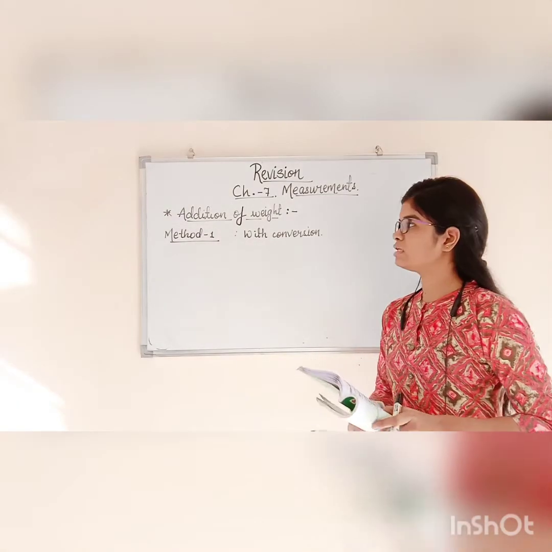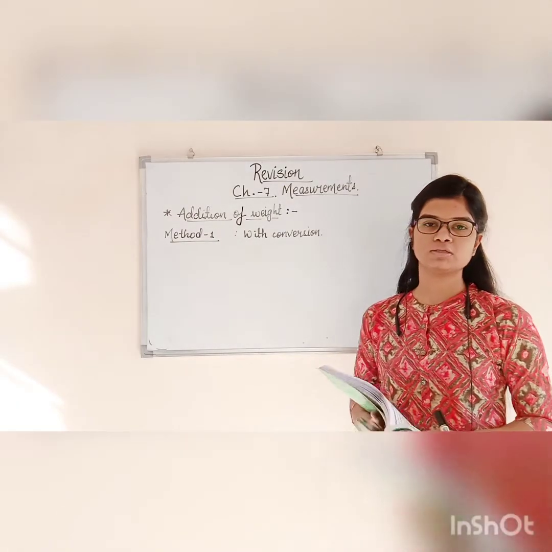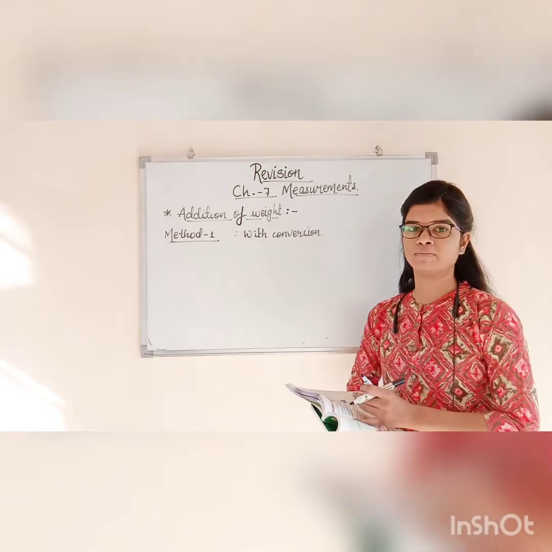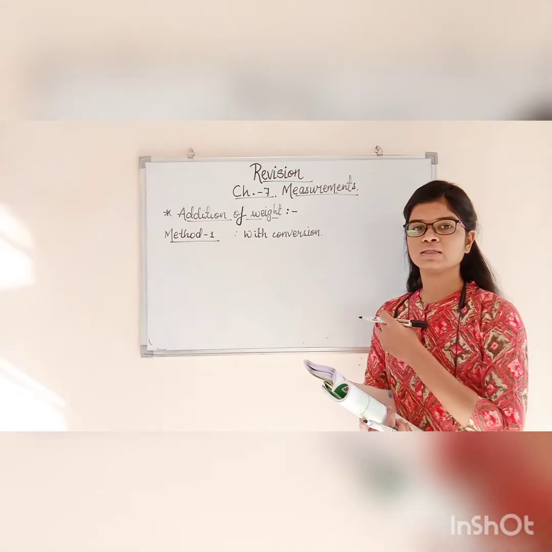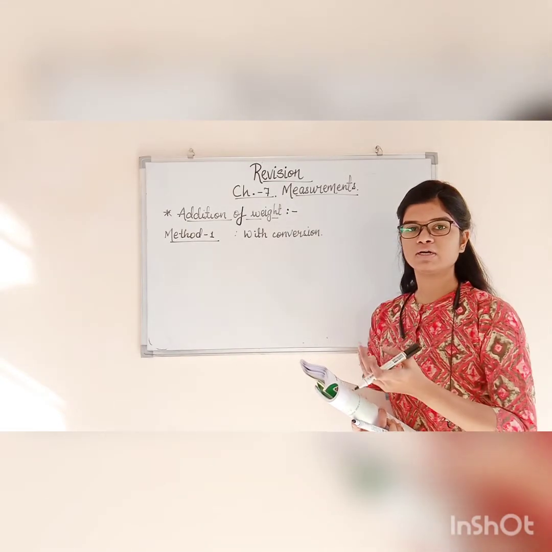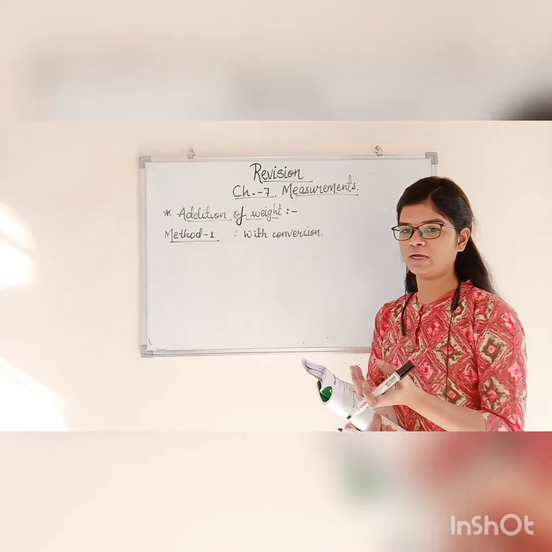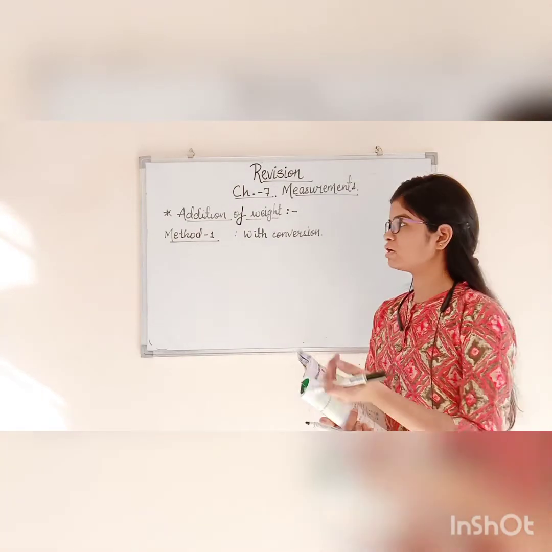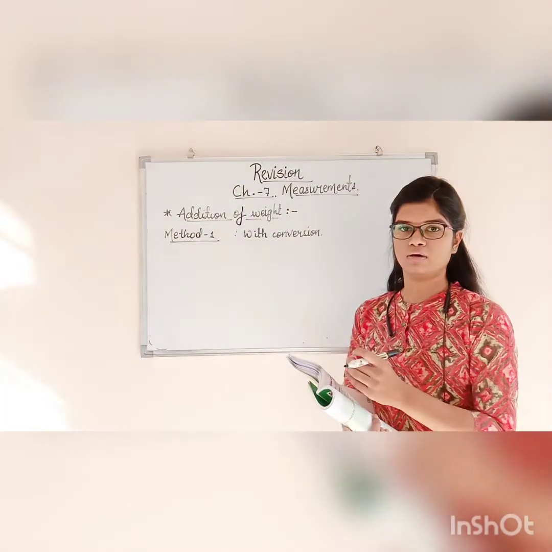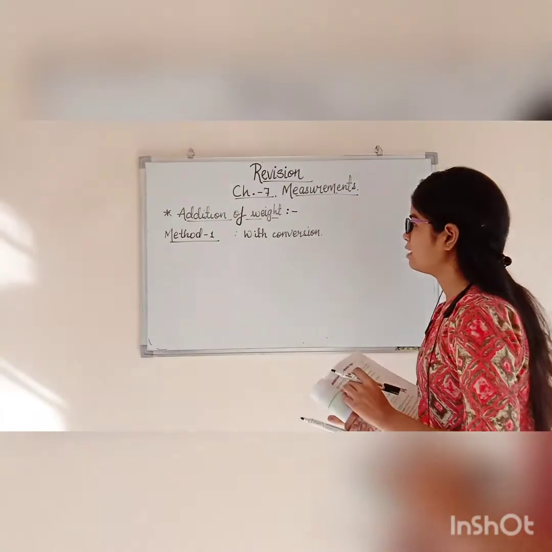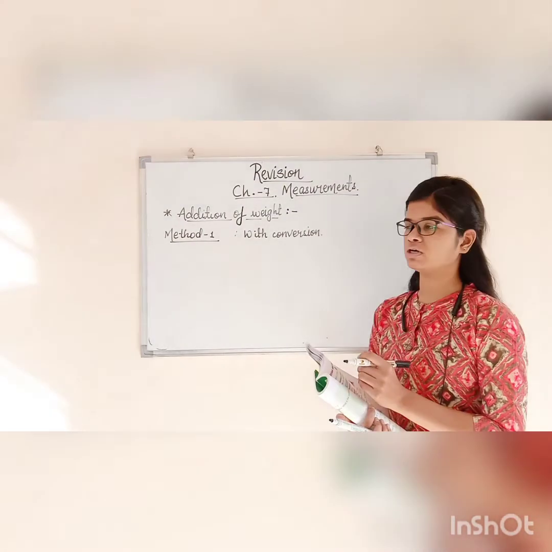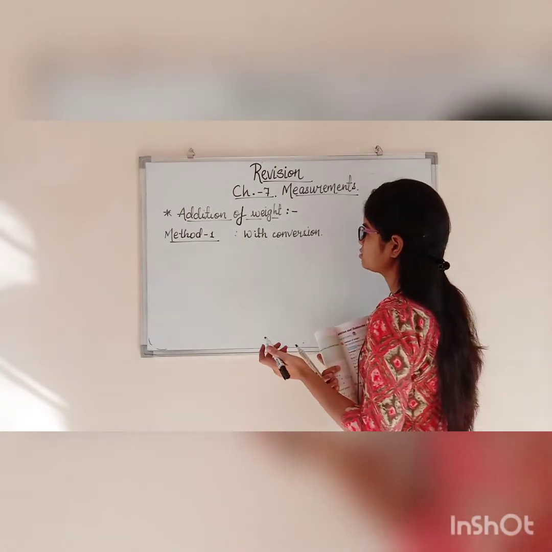In this topic, we have two methods to add or subtract the weight. The first method is with conversion. In this method, firstly we convert the weight; if we have a weight in kilograms, we convert it into grams by the previous methods which we studied earlier. And the next method is without conversion. So let's discuss the first method.